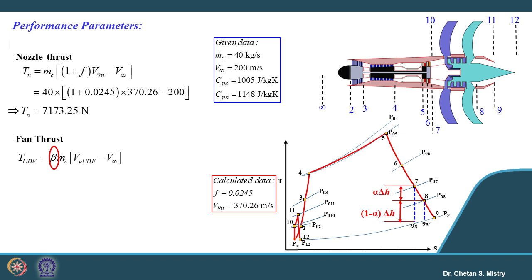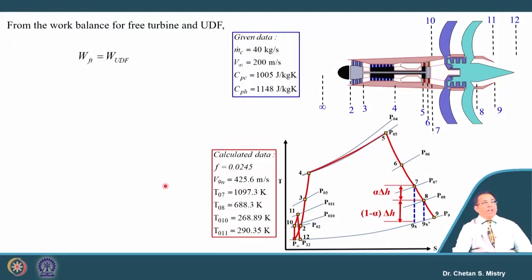This fan thrust is given by beta into m dot core, into exit velocity minus free stream velocity. Here in this case, we do not have the information about beta, that is the bypass ratio. So, let us try to calculate that bypass ratio first. How do we calculate the bypass ratio? We can say the work generated by the free turbine is used to rotate these rotors. So, let us do the work balance for that.